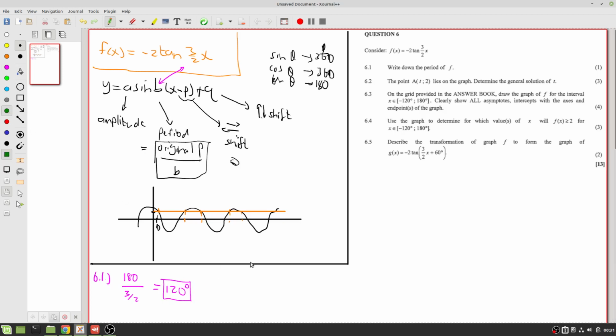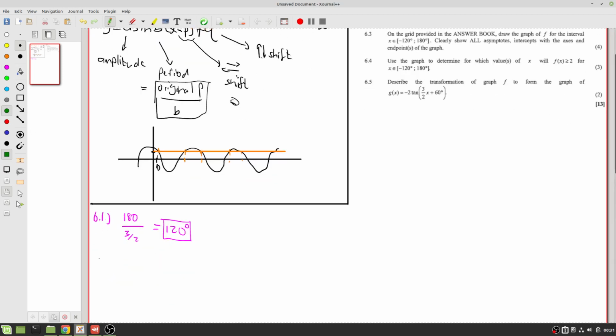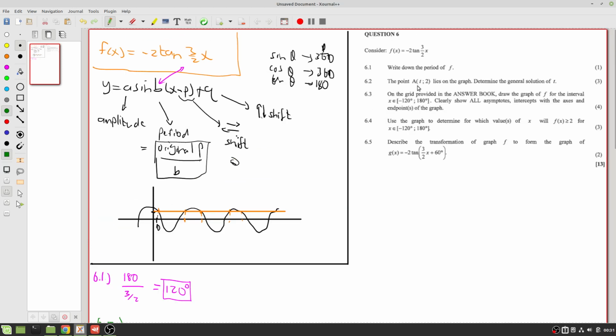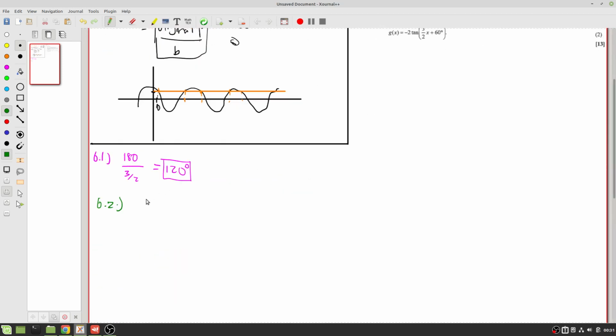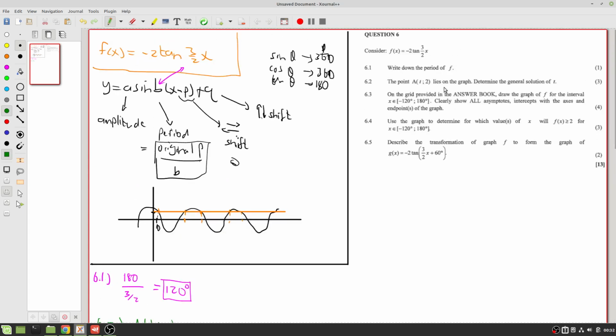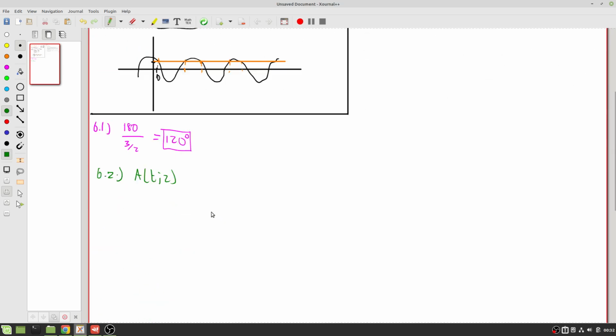Let's look at 6.2. Let's read the question. The point A has coordinates of t and 2, so your x value and your y value, and it lies on the graph that we have. Determine the general solution of t. Our graph is f of x equals negative 2 tan 3 over 2x, so let me write that down again.